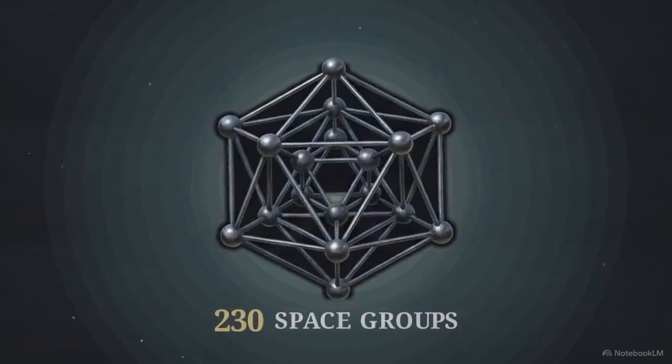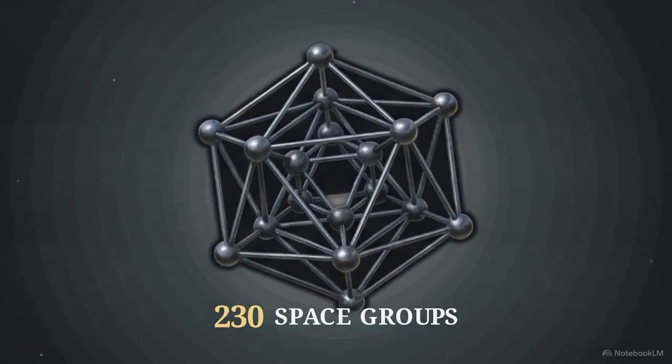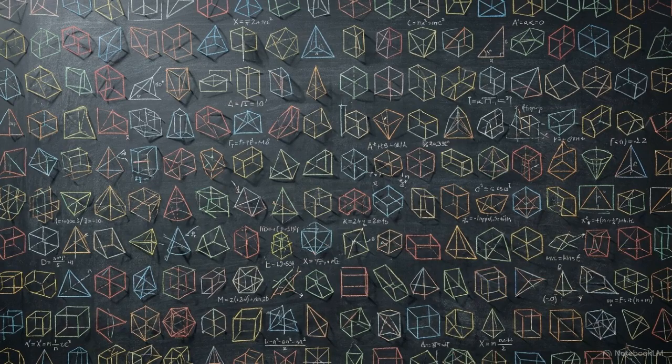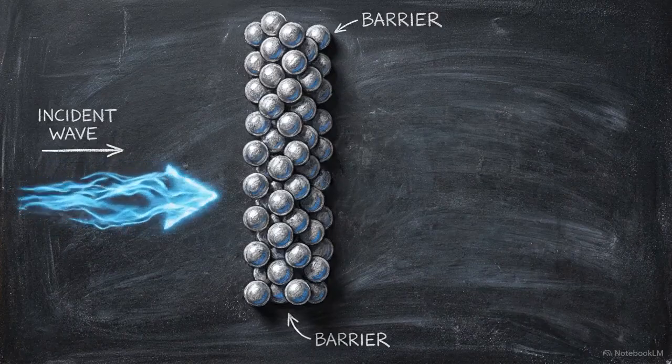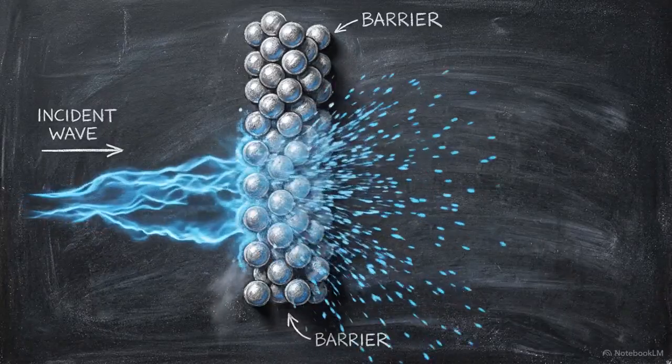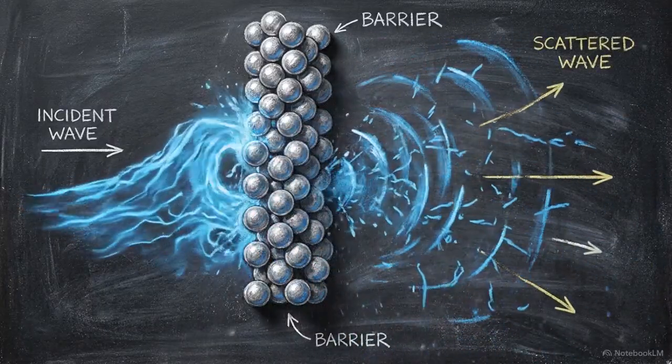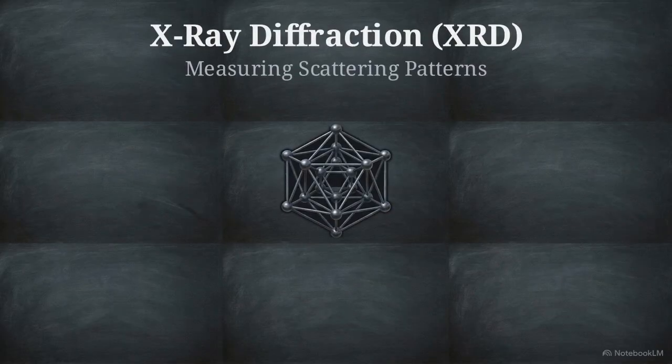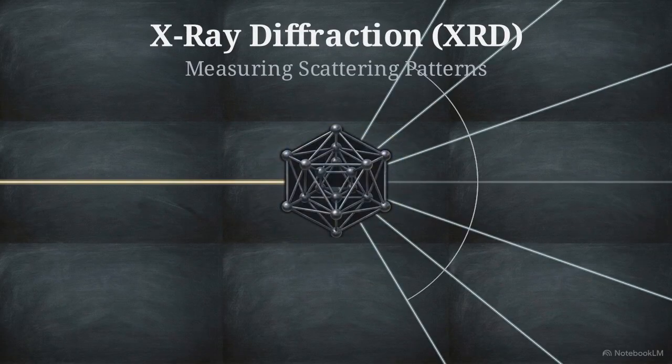While nature operates within those 230 distinct space groups, materials engineers attempting to study them face an observational roadblock. We rarely get to interact with that full, pure mathematical spectrum. To observe what atoms are actually doing inside a dense solid, we have to bombard the material with energy. We primarily rely on X-ray diffraction, or XRD, which measures how energy waves scatter off the internal lattice.